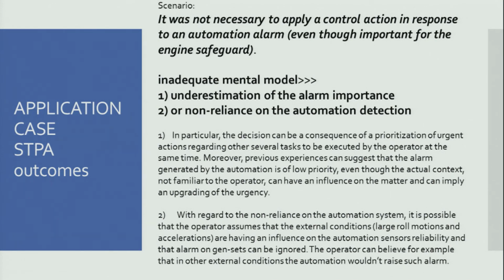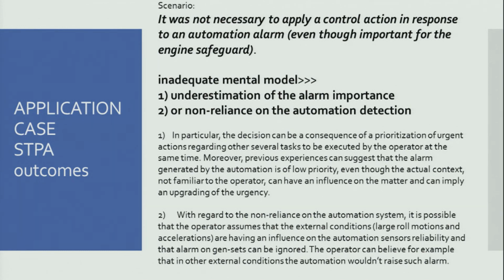The scenario that we want to discuss is that the human controller decided that it was not necessary to apply a control action in response to an automation alarm. So, for example, the automation gave an alarm of low oil pressure several times, but the human controller didn't take any countermeasure, even though that kind of alarm is important for the engine safeguard. Why could this happen?